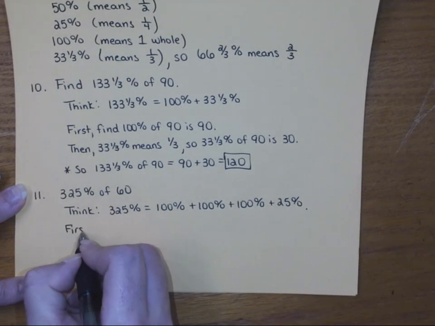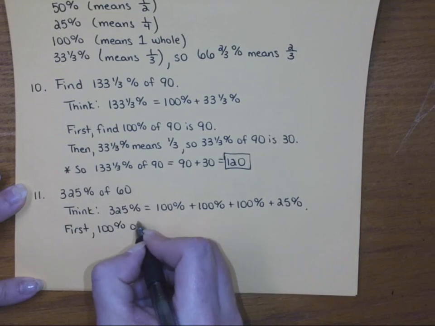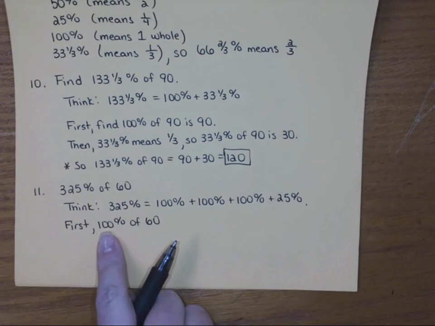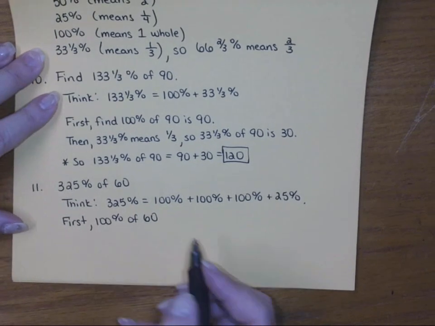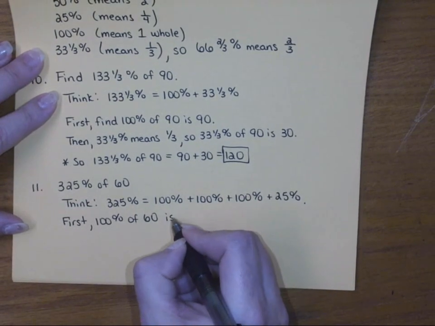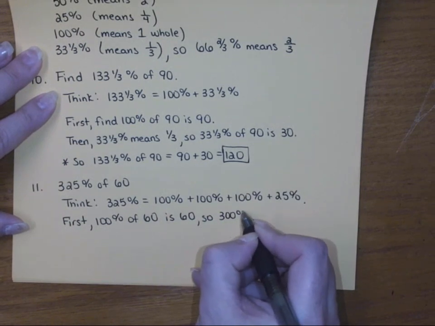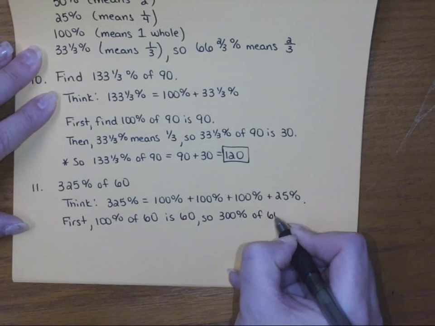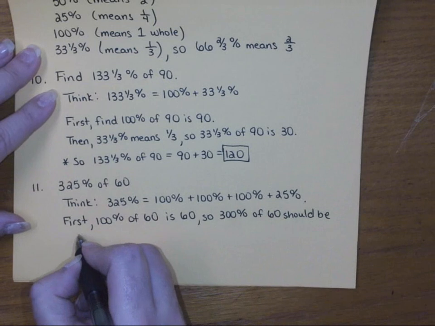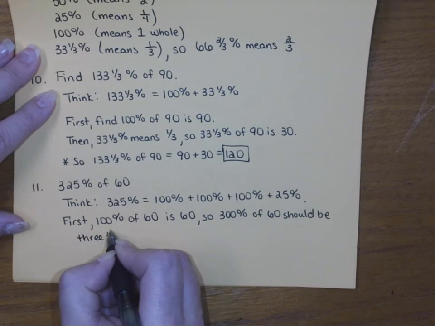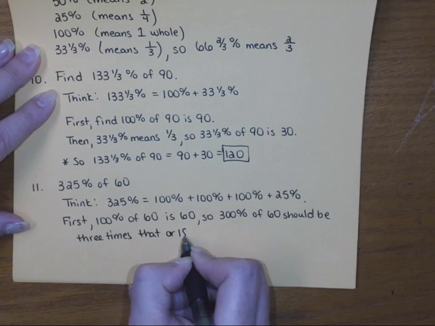So notice how I explain everything and leave nothing to the imagination. First, 100% of 60. By the way, you should always say a percentage of a number, not just the percentage by itself when you get to your explanation. 100% of 60 is 60. So 300% of 60 should be 3 times that. Okay, and 3 times that is 180.